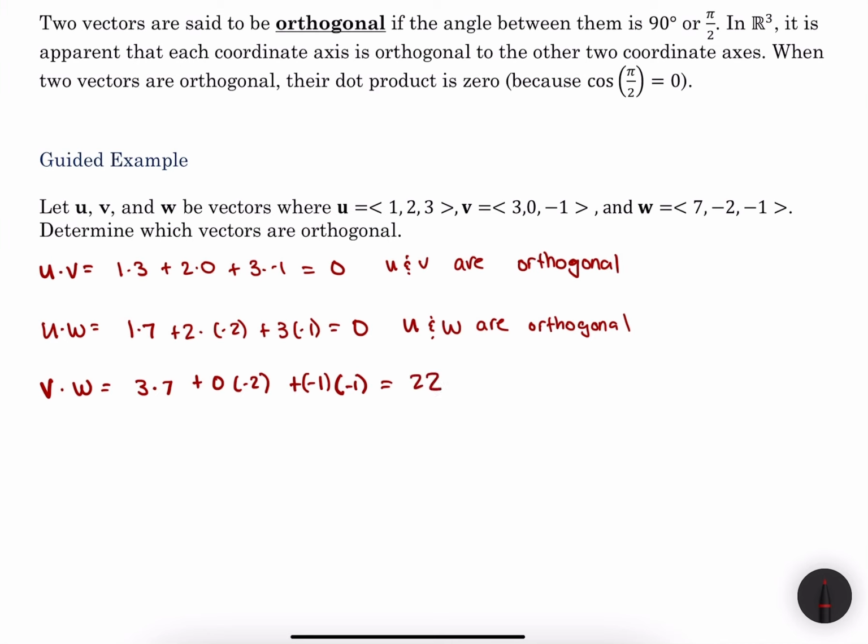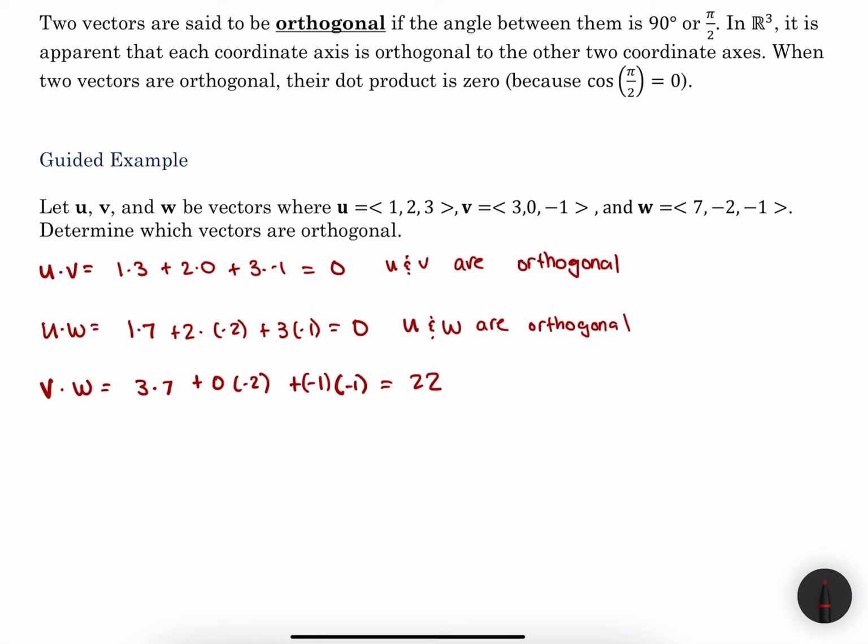So just because one vector is orthogonal to two other vectors, we can't use that transitive property where if A equals B and B equals C, then A equals C. All we know is that U is orthogonal to V and U is also orthogonal to W, but that does not guarantee that V and W have to be orthogonal to each other. And so that's it for orthogonal vectors.